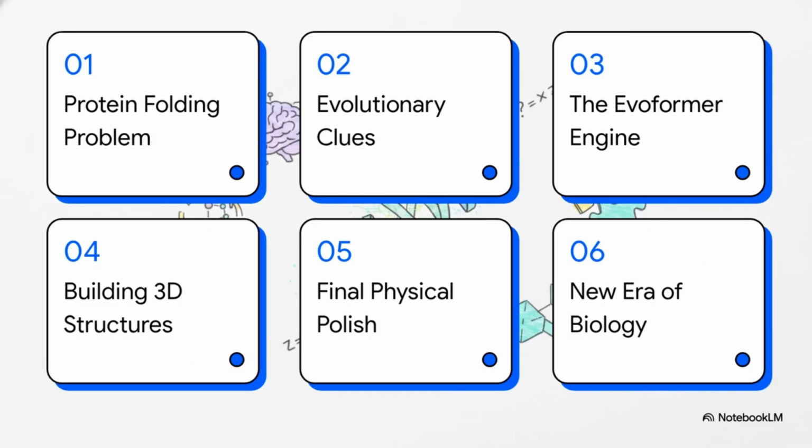Here's our roadmap for this explainer. 1. The protein folding problem. 2. Reading evolutionary clues. 3. The Evoformer engine. 4. Building 3D structures. 5. The final physical polish. And 6. A new era of biology.